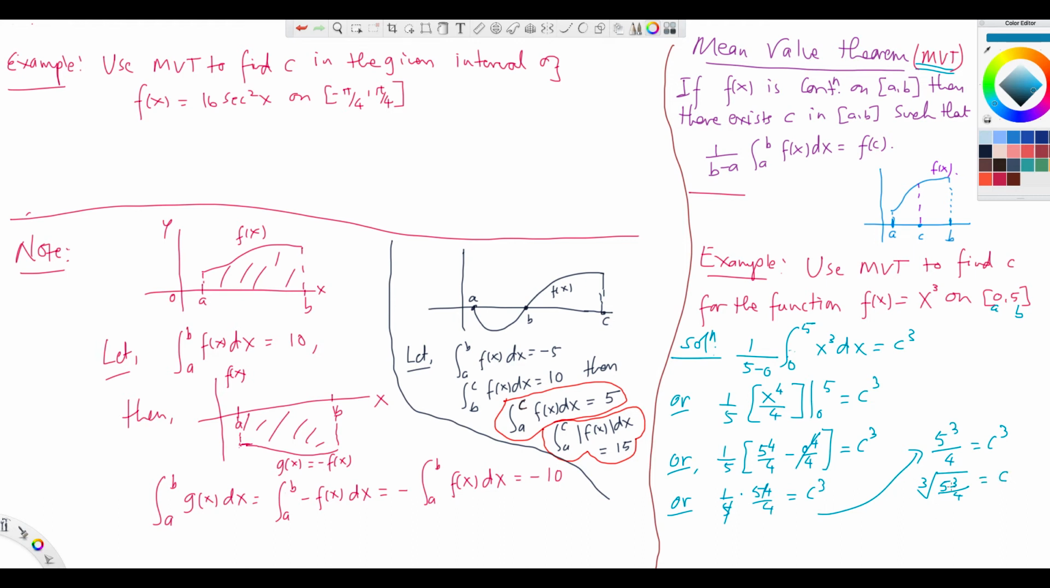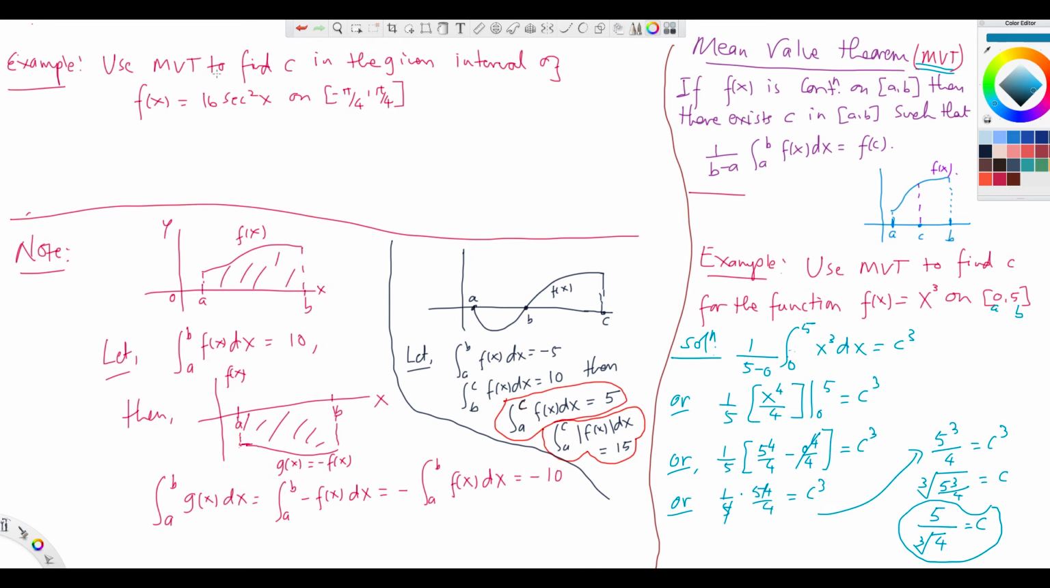So how much is that? You can distribute this cube root to the top and bottom. If you distribute to the top, that 3 and 3 will cancel out, so you'll get 5 over the cube root of 4 equals c. This is what you get. That is the value of c, where the height of the function at c is equal to the average height. Okay, let us do one more example.